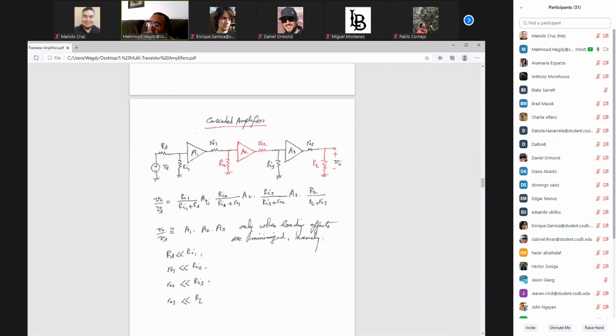We can say that the gain of this stage is approximately A1, A2, A3, the product, provided that the output resistances are very small compared to the input resistances. And the source resistance also is very small compared to the input resistance, and the output resistance is very small compared to the load resistance. If you secure that condition, you're going to end up with this.